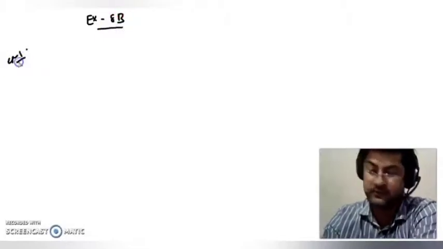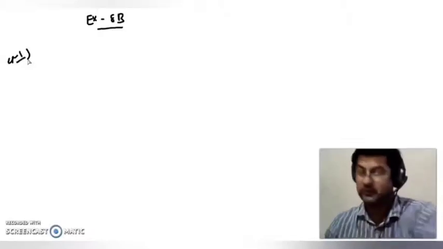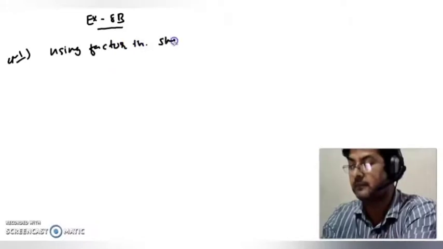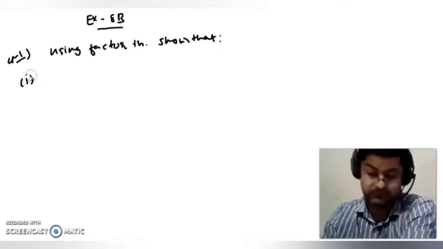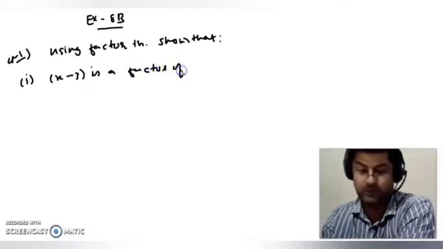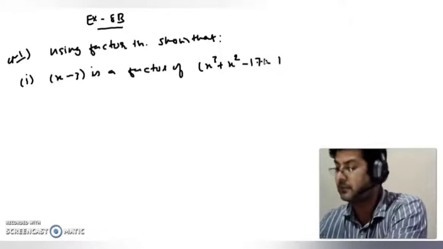Okay, question number 1. Using factor theorem, we have to show that number 1, x minus 3 is a factor of the polynomial x cube plus x square minus 17x plus 15.